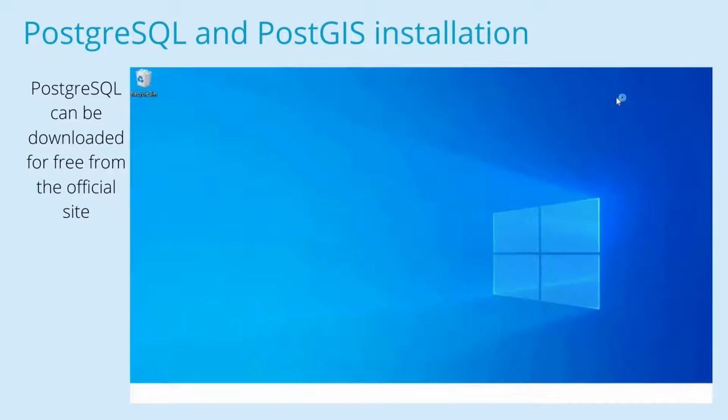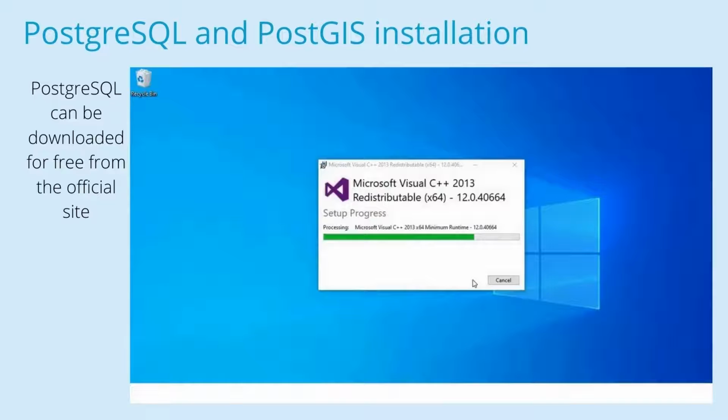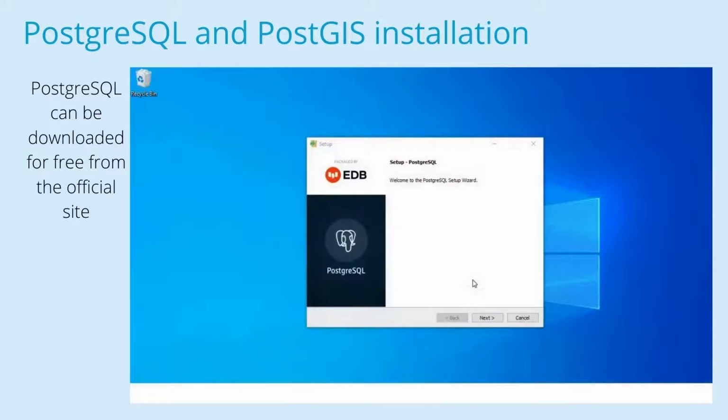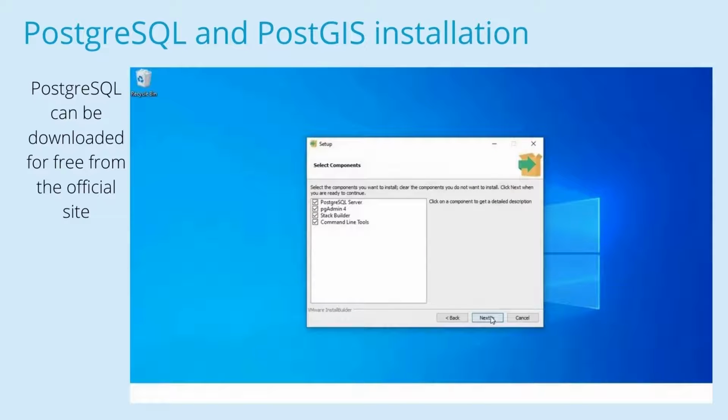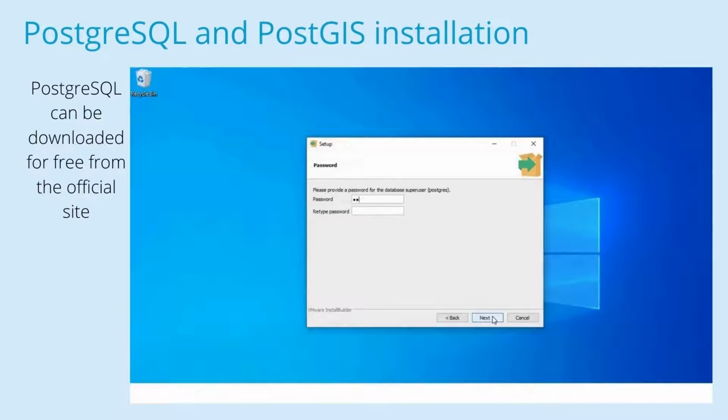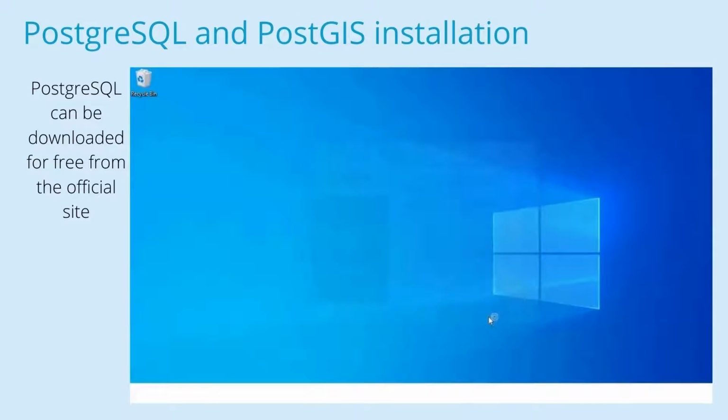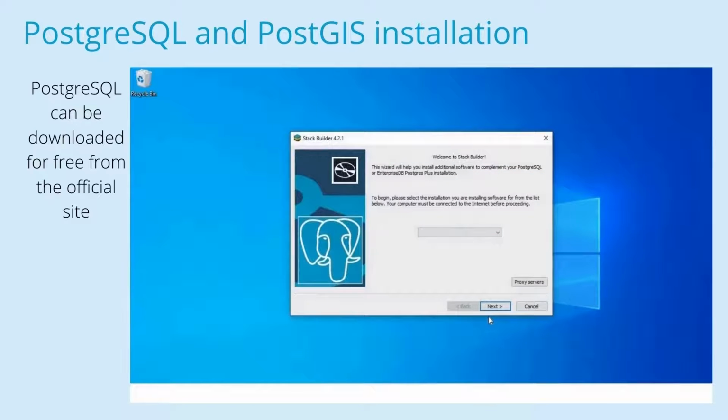After downloading, in the Windows operating system, you run the installer and follow the installation steps. You are required to create a password, and specify the port. Optionally, install the Stack Builder, to download and install additional tools such as PostGIS.